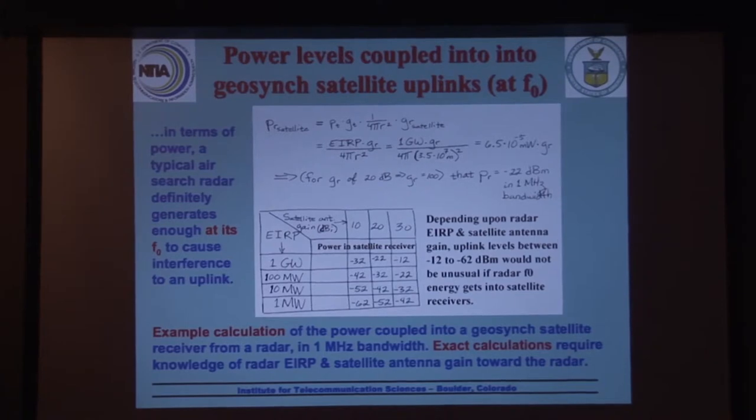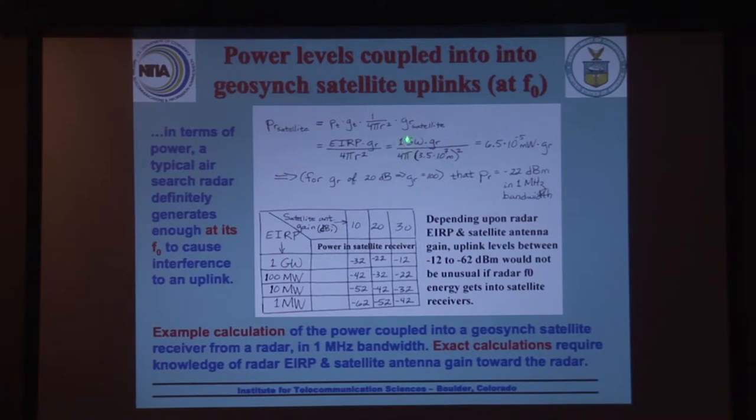Now, geometry is one problem. The other problem is the power level that's coupled into geosynchronous satellite uplinks at, right here we're looking at, the radar's center frequency, F0. The calculation is easy. We've done it earlier in the seminar series, so again, I won't belabor it. The power that's received by a satellite is equal to the transmitted power, P sub T, times the gain of the transmitter antenna, times 1 over 4 pi r squared, simple geometry, we'll assume free space laws, times the gain of the antenna of the satellite receiver. And so PT times GT is the effective isotropic radiant power, so it's equal to EIRP times the gain of the receiver divided by 4 pi r squared.